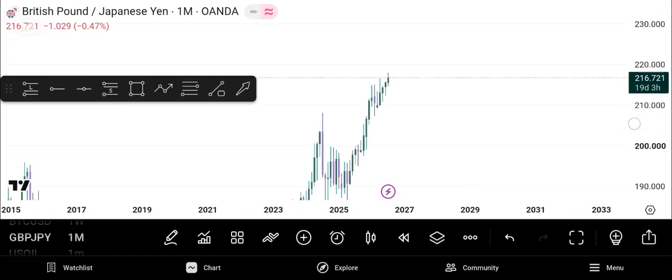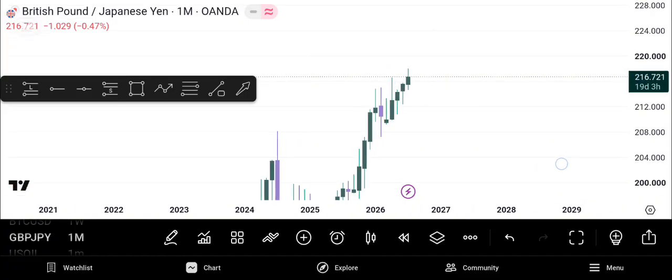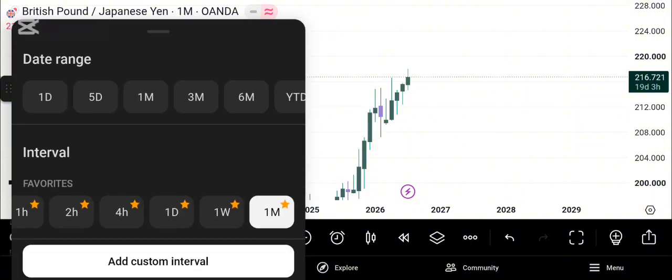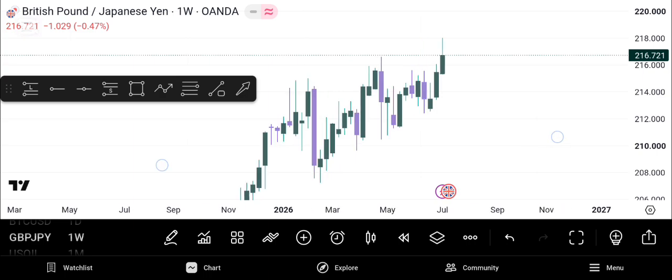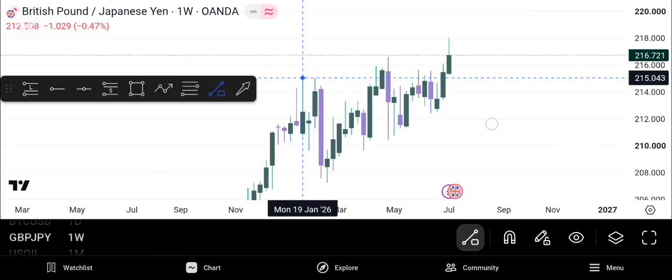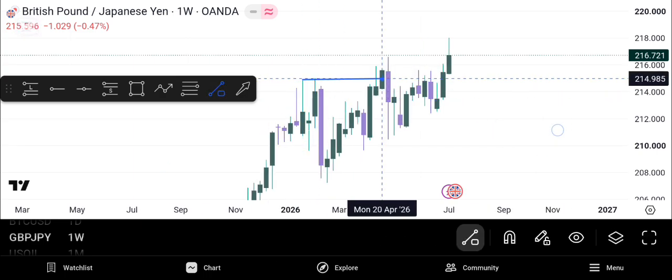So from what we see on the 1 month time frame, price has been bullish, which means you should be looking to buy GBPJPY. And then we go to the weekly time frame. From the weekly time frame, we can see that price gave us a break of structure. I'm just going to read structure. Price gave us a break of structure.